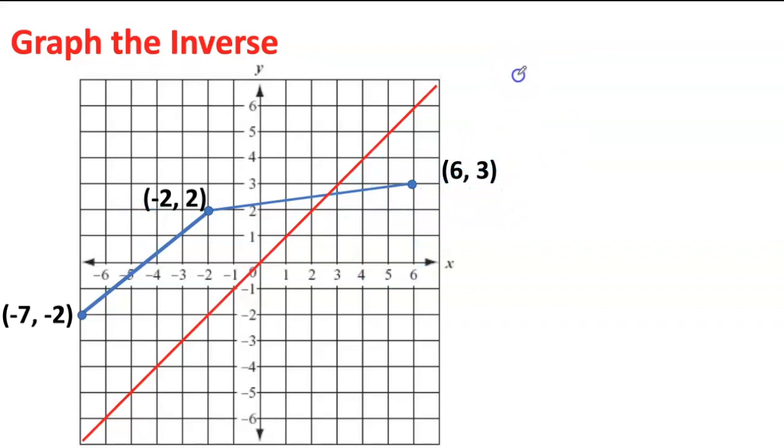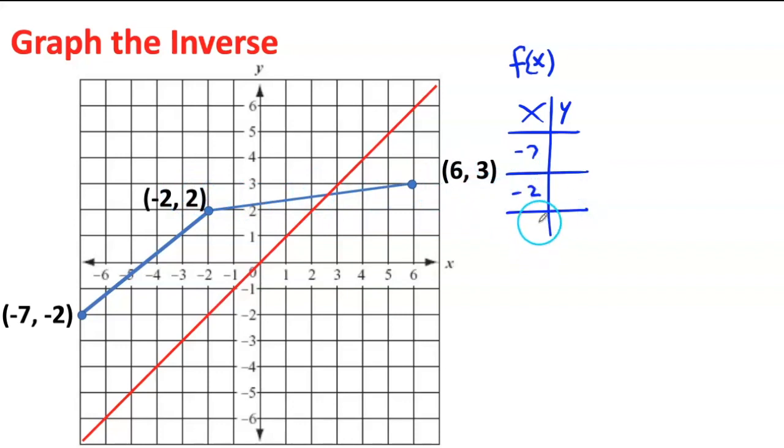So let's create a table of values for this function. This is my function, x and y. Let's write -7, -2 for the x values. I'm writing the x values, and let's write the y values with another color: -7, -2, -2, 2, and 6, 3. So the x values are blue, the y values are magenta.